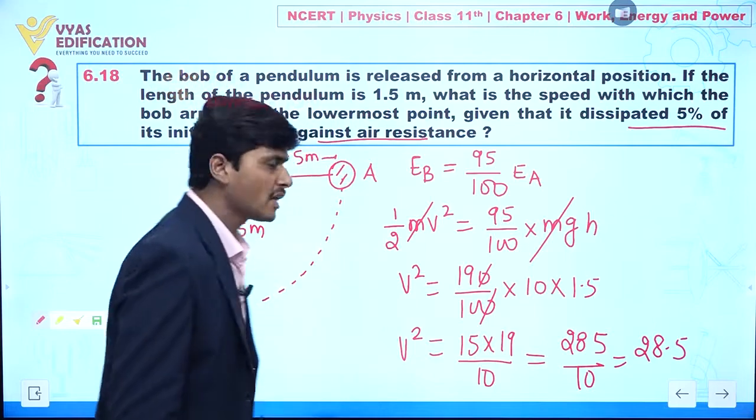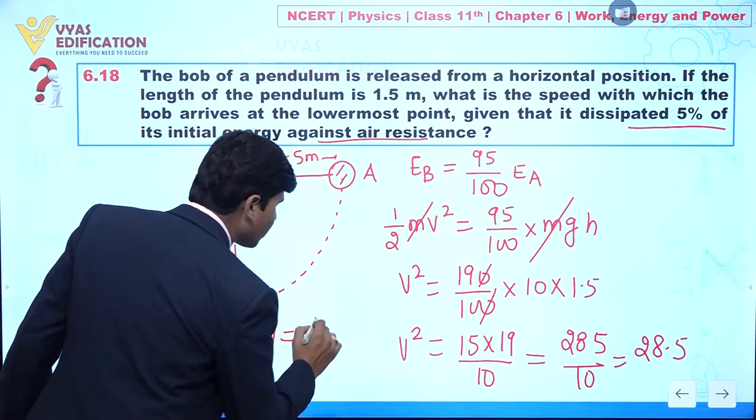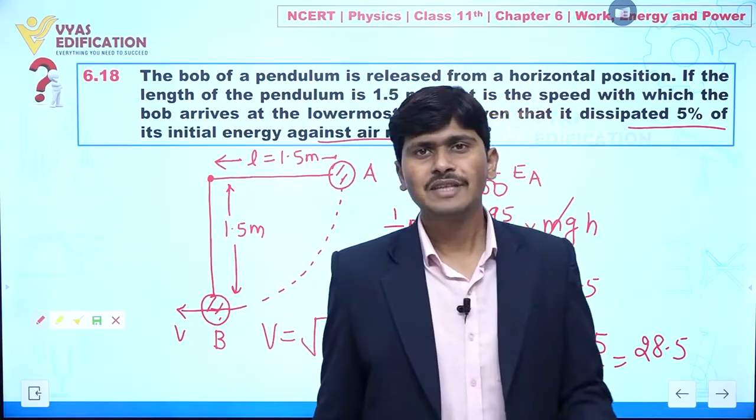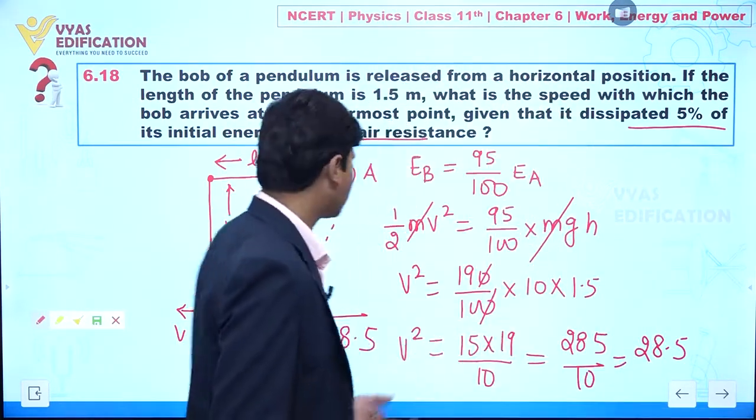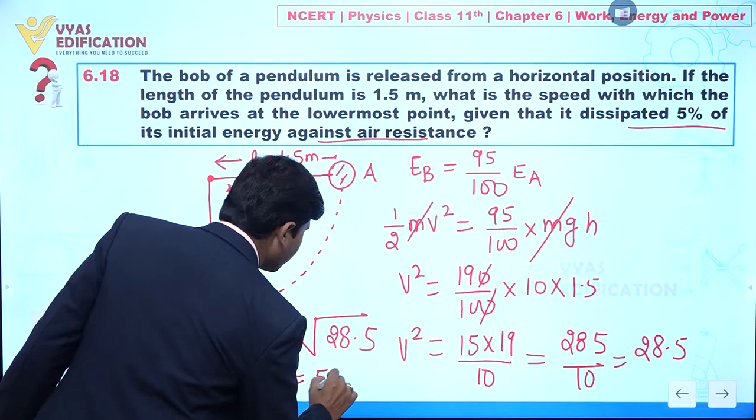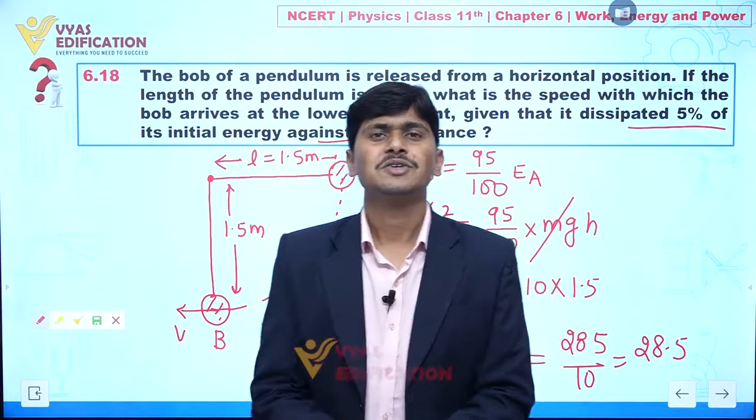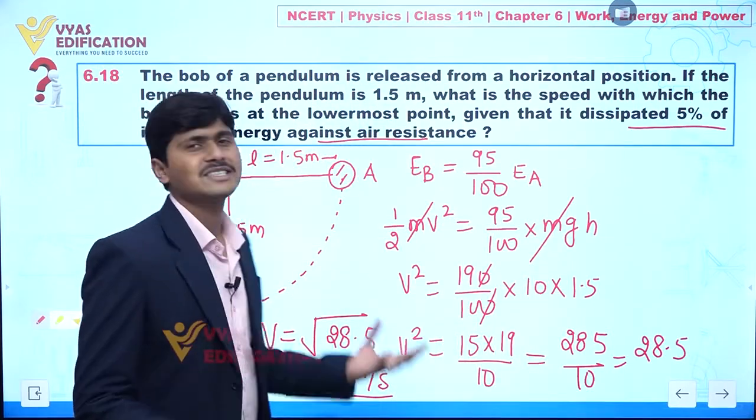So can we calculate the value of v? Yes, it is given by the square root of 28.5. Now the square root of 25 is equal to 5, so approximately we can say 5 point something. So let's say I am saying 5.1 meter per second. Clear to everyone? So this is all about this question.